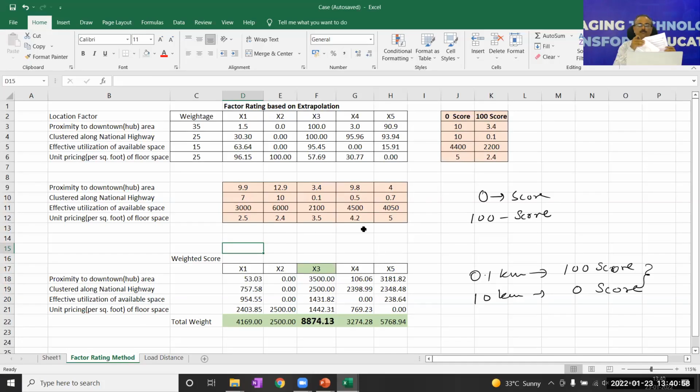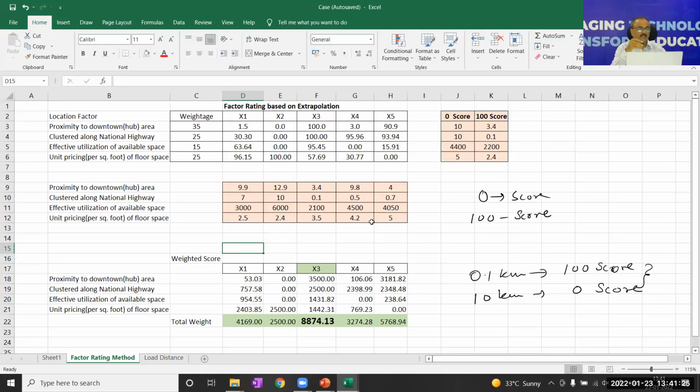So as a part of the factor rating method, the first thing is that you have to decide the weightage for the individual factor. And then for each location, you have to create a rating. Either you may use your own judgment, or you can use some expert judgment and give some weightage to the individual factor. So the way it is given, 35, 15, 20. Maybe you can use some scale, and based on that, you can give the weightage.